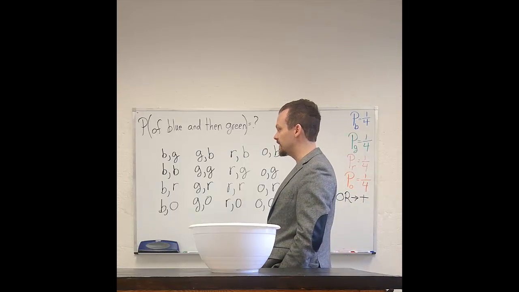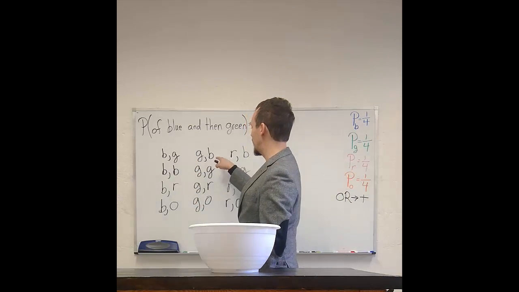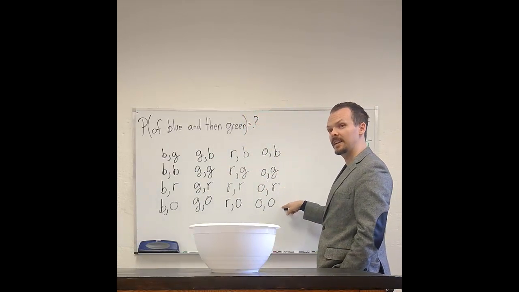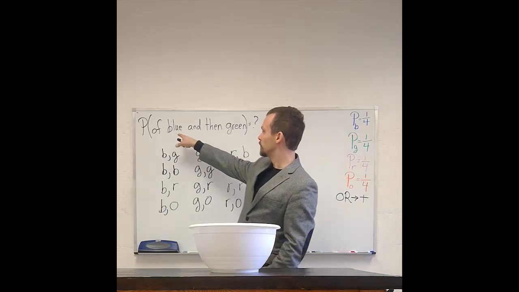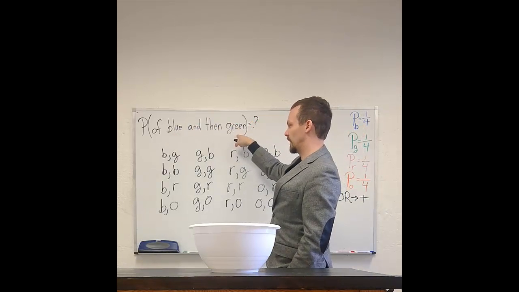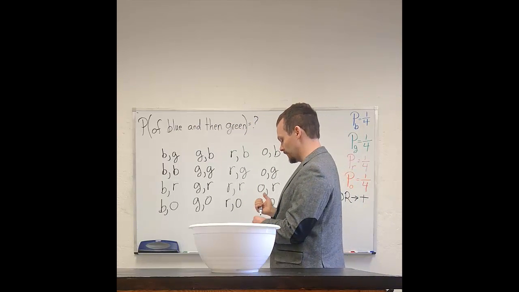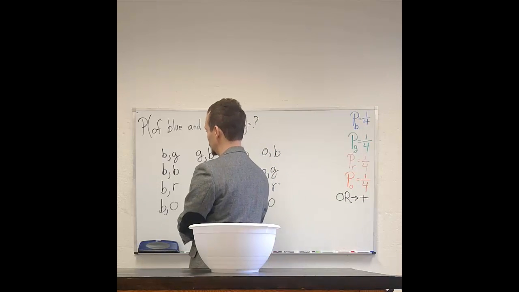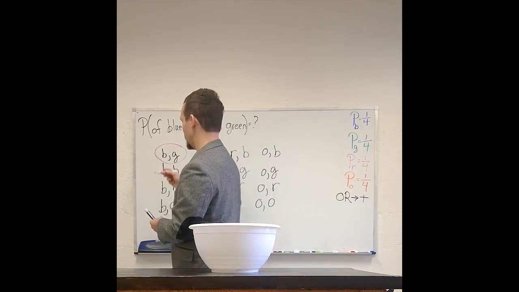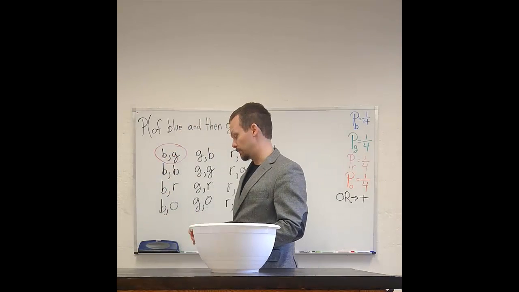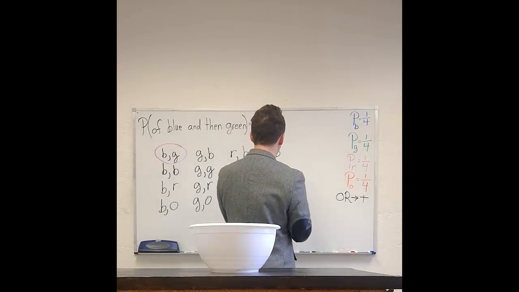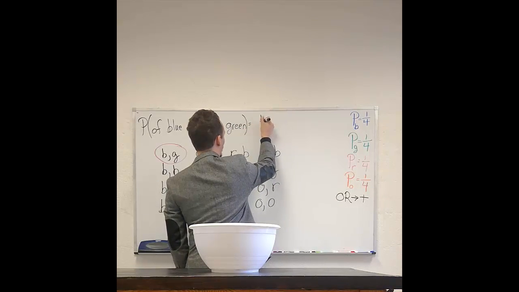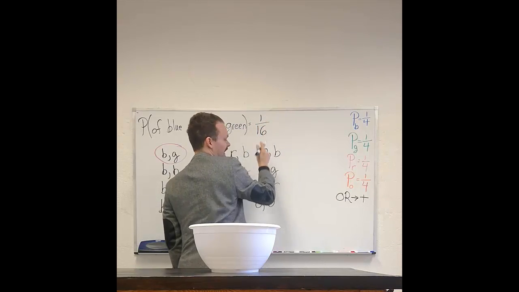How many of these 1, 2, 3, 4, 5, 6, 7, 8, 9, 10, 11, 12, 13, 14, 15, 16 combinations are blue and then green? Well, of all of these 16 combinations, only one is blue and then green. So the probability seems to be 1 out of 16.